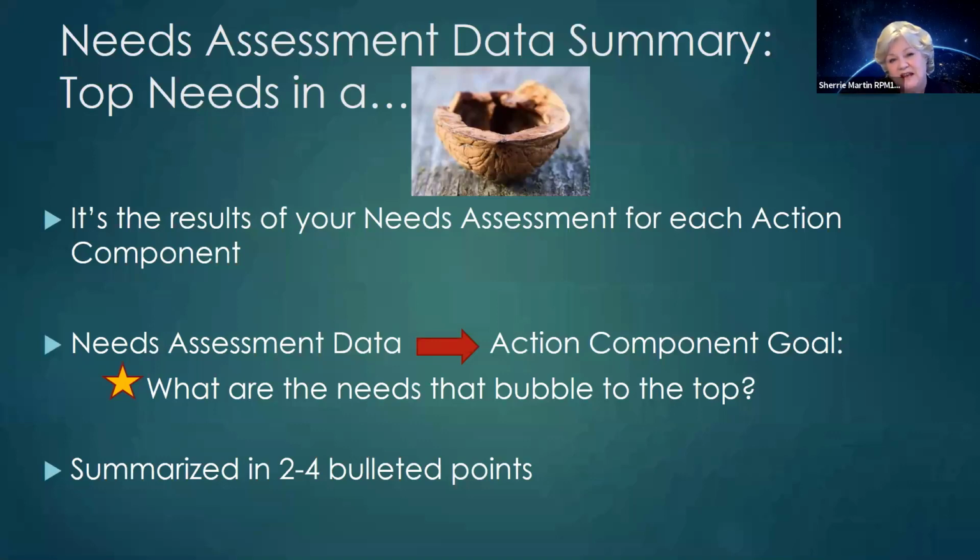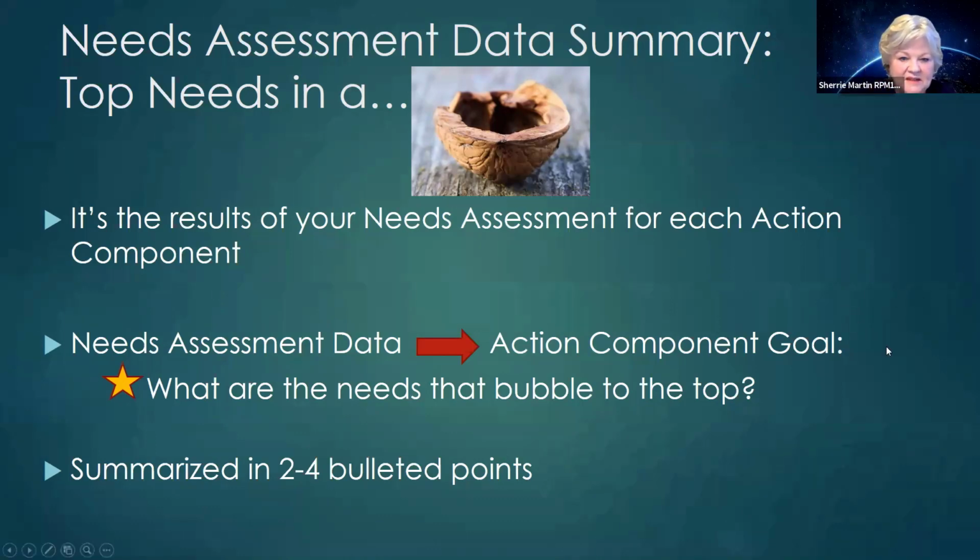You look at the needs assessment data, the whole picture. You look at your action component goal that Lisa described, and you're going to prioritize and say, what are the needs that bubble to the top for this component? If you're looking at all the information you've gotten about health, or family literacy, or substance abuse, what are the top needs that bubble to the top in those components? And that's what goes in that summary. It's not a repeat of the data. It's actually just 2 to 4 brief bulleted statements of those top needs that have risen to the top.